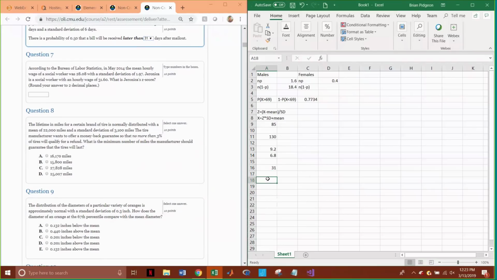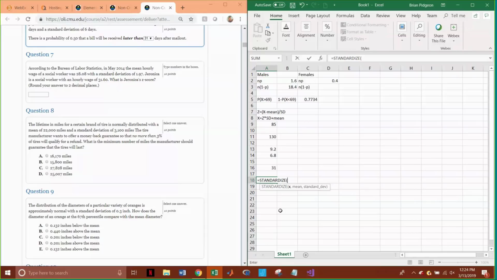According to the Bureau of Labor Statistics, in May 2014, the mean hourly wage of a social worker was 28.08 with a standard deviation of 1.97. Jeronica is a social worker with an hourly wage of 31.6. So what is her z-score? All right, so z-scores, we could do that formula, z equals x minus the mean divided by the standard deviation. Or Excel does have a function to calculate a z-score. It's standardized. And so we know then we can just use this function to find the z-score.